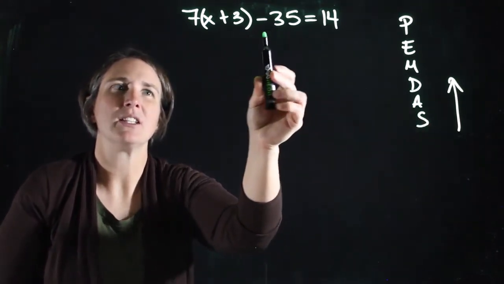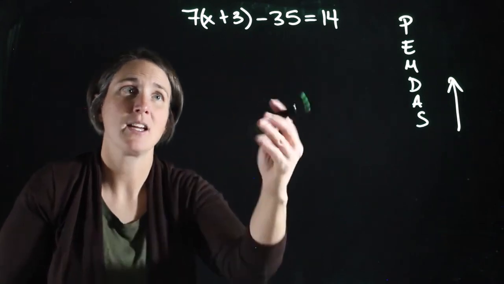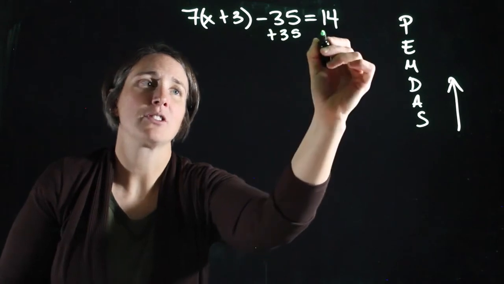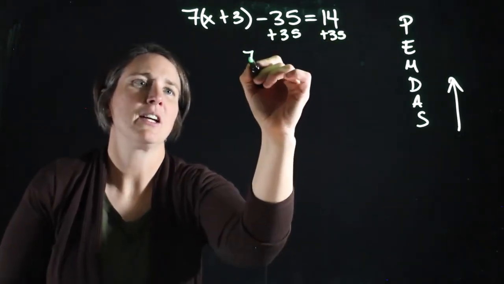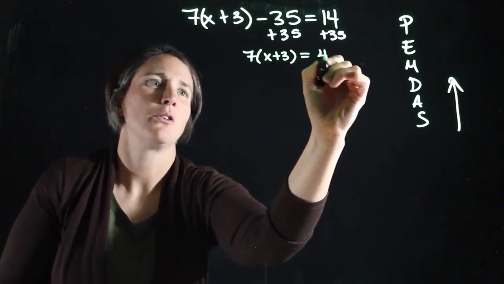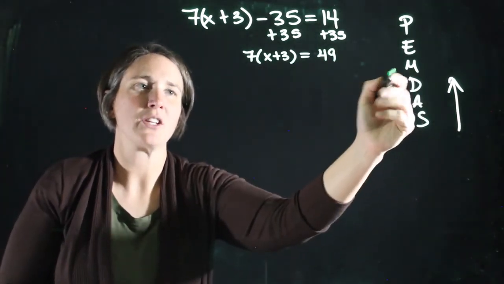Is there anything that we need to take care of before we can get to isolating our x? Well, yes. There's this 35. So we're going to use the inverse operation and add 35 to both sides, leaving us with 7 times the quantity x plus 3 equals 49. At this point, we're moving on to multiplication and division.